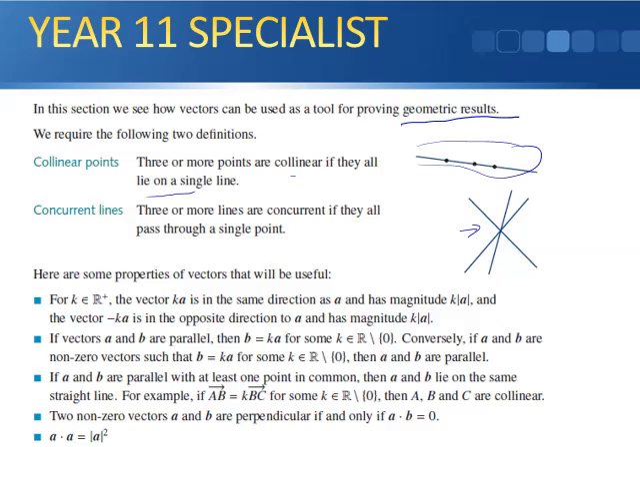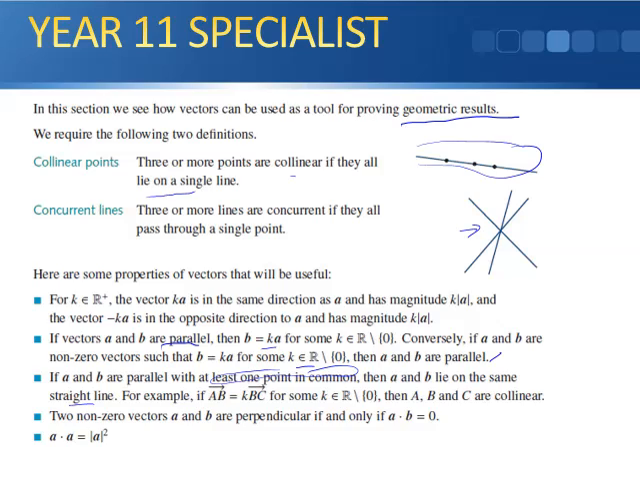For k an element of the positive reals, the vector ka is in the same direction as a and has magnitude k times the magnitude of a, and the vector minus ka is in the opposite direction to a and has magnitude k times the magnitude of a. If vectors a and b are parallel, then b equals ka for some k an element of the reals, not including 0. Conversely, if a and b are non-zero vectors such that b equals ka for some k not 0, then a and b are parallel. If a and b are parallel with at least one point in common, then a and b lie in the same straight line.